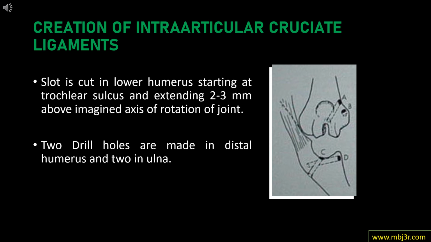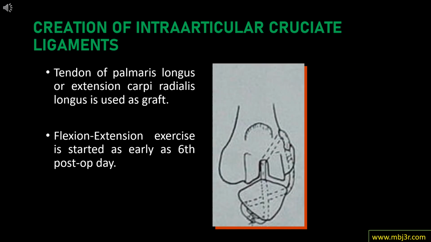Slot is cut in the lower humerus starting at trochlear sulcus and extending 2 to 3 mm above imagined axis of rotation of the joint. 2 drill holes are made in the distal humerus and 2 in ulna. Tendon of the palmaris longus or extensor carpi radialis longus is used as a graft. Flexion extension exercise is started as early as 6th post-operative day.